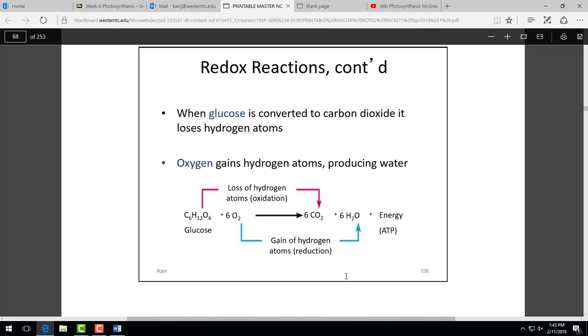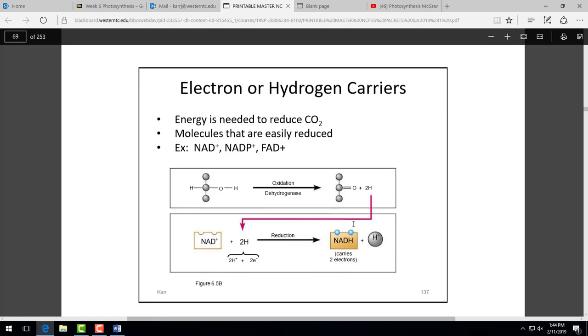Okay, so if we look at the reaction for cellular respiration, for example, this is when we take glucose and break it down into energy. Glucose loses hydrogen atoms, so glucose is oxidized to become carbon dioxide. And oxygen gains hydrogen atoms, so we say that it's reduced to become water. So when you talk about hydrogen, it's carrying electrons. It's all about the hydrogen atoms.